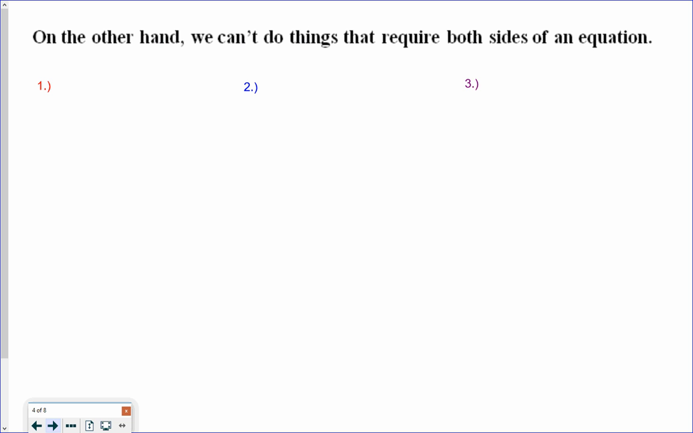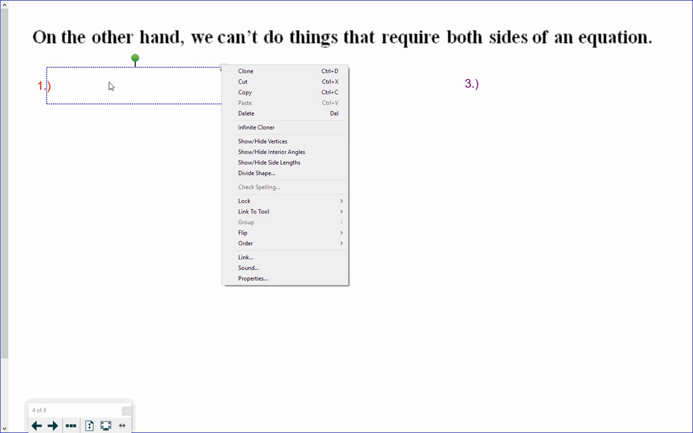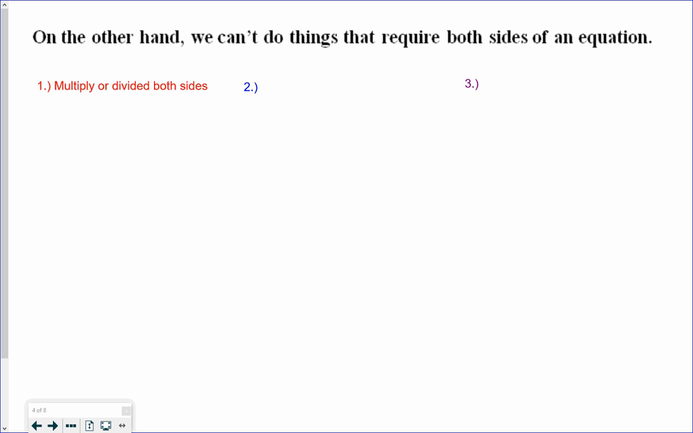Does everybody see where that is in your notes? You got it? These are the no-nos, because you don't have an equal sign, right? You cannot multiply or divide both sides by something, because you don't have 2 sides. Well, that's kind of small. Can everybody read that? Pretty good? I've seen people do that. It's a little irritating.